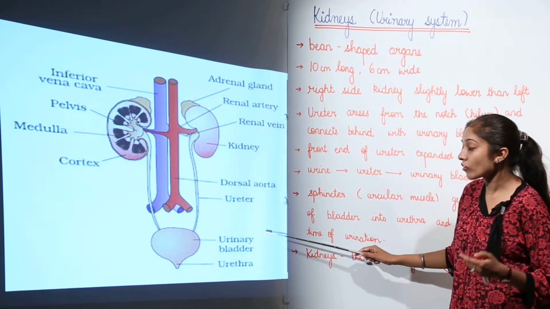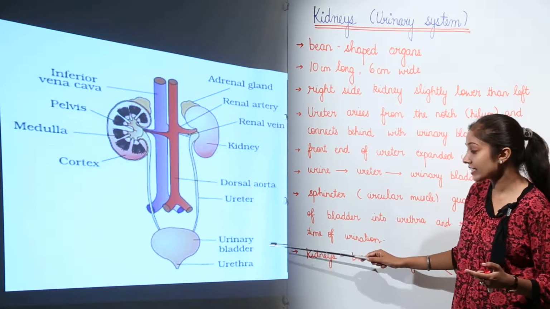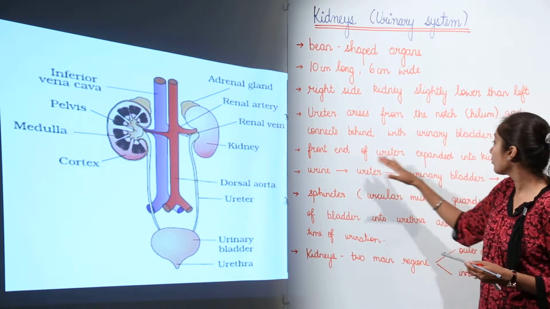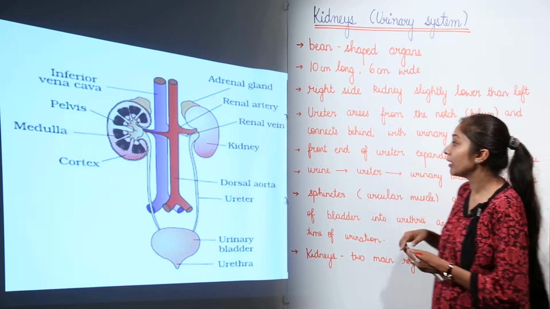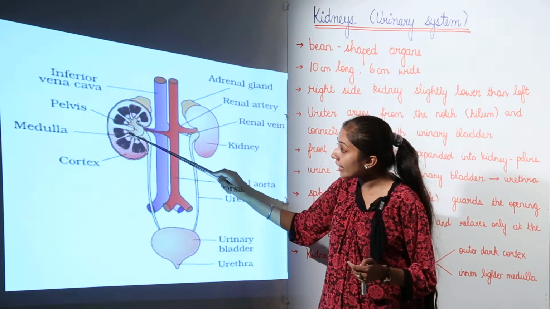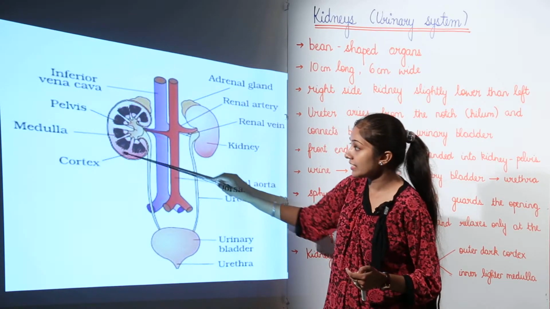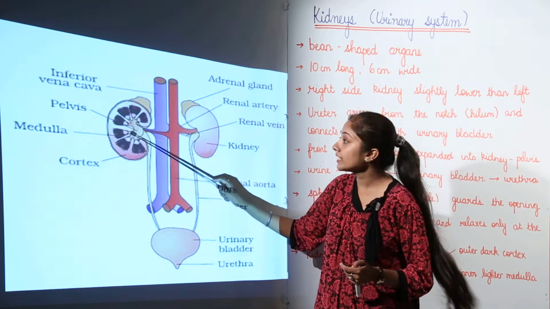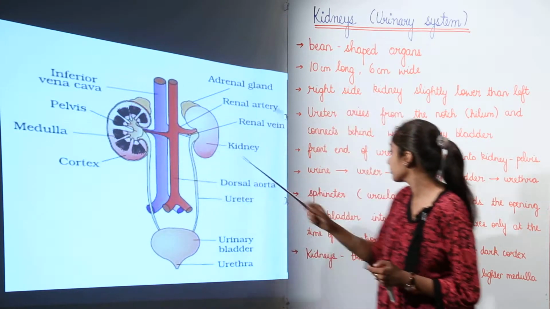which is called the urinary bladder. The front end of the ureter is expanded into the pelvis. So if you look here, the ureter's front end is expanded inside the kidney, and here we call it the pelvis.